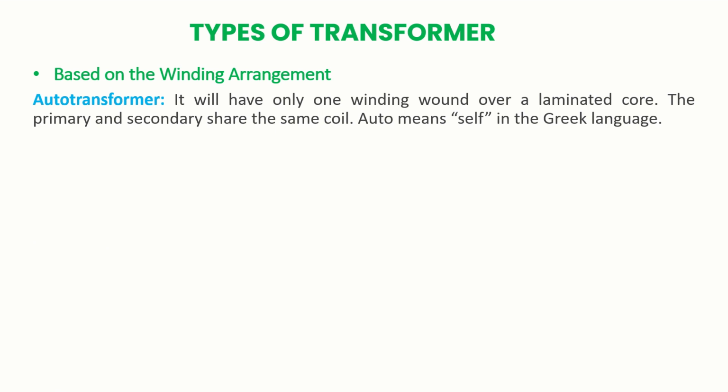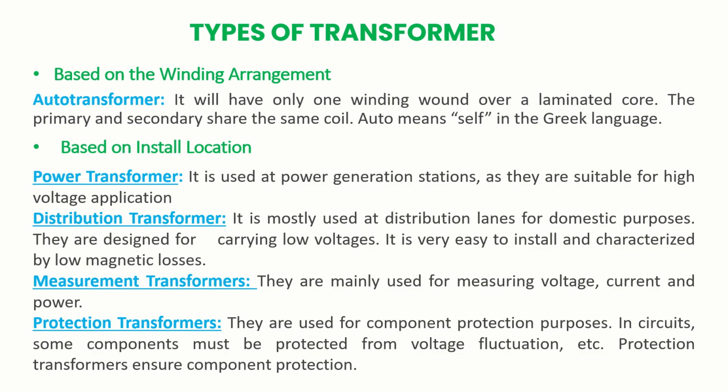Auto transformer, it will have only one winding around a laminated core. The primary and secondary share the same coil. Auto means self in the Greek language. Based on installation, power transformer, distribution transformer, measurement transformer, protection transformer.